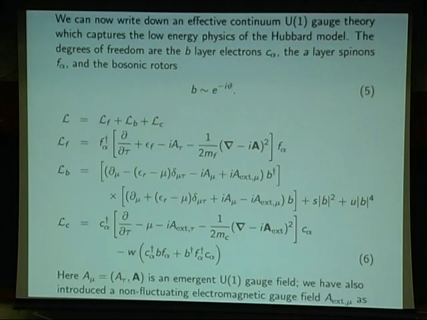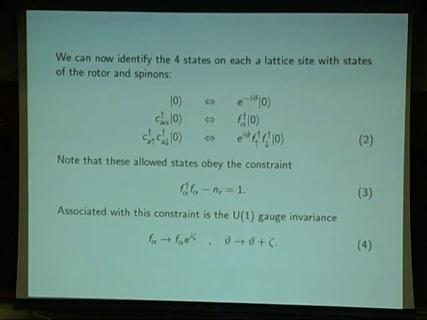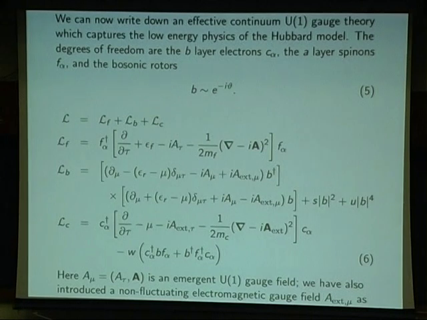OK, so having done this, I can turn to my particle physics type thinking and just write down a field theory. I'm going to write down a phenomenological theory, not for the Cs, the Cs are too hard to work with, but for the Fs and the thetas. And how am I going to write it down? Well, I'm just doing the simplest possible thing. I'm just going to use symmetries.